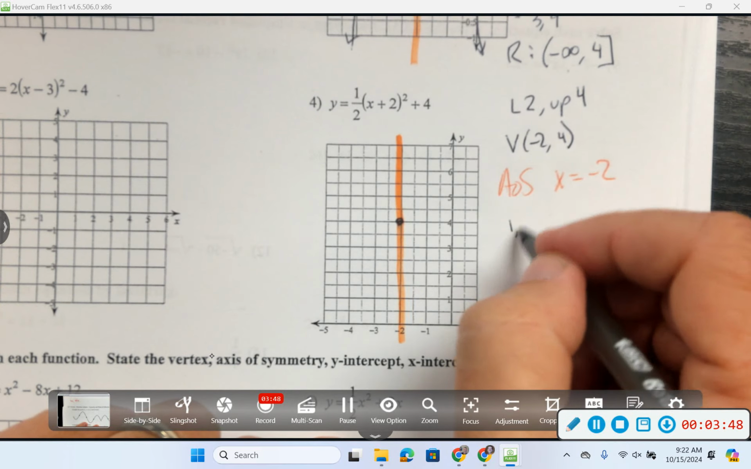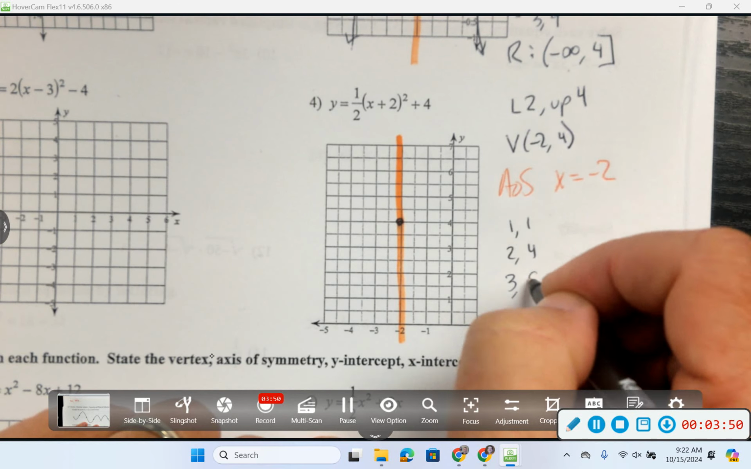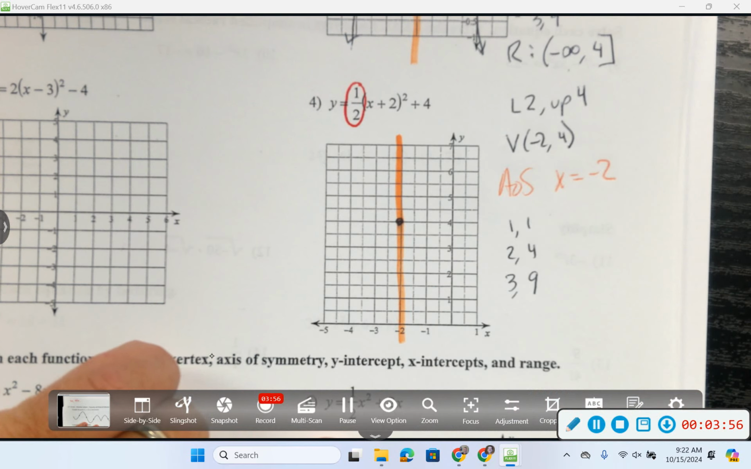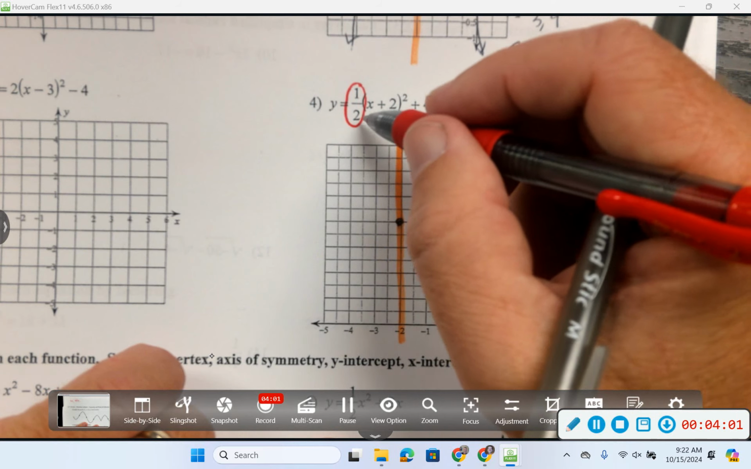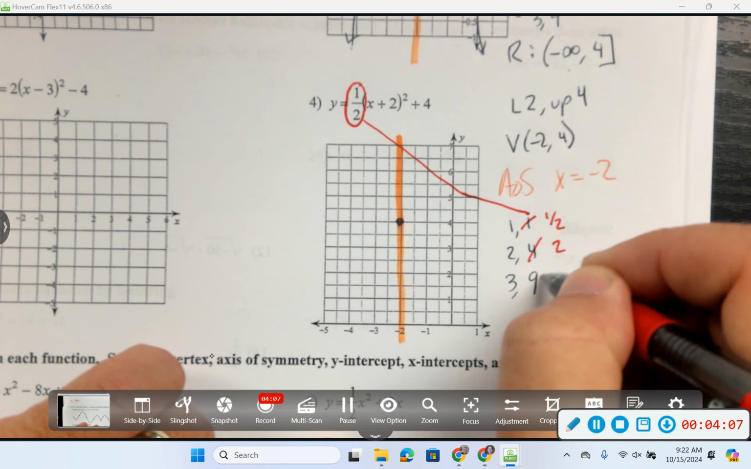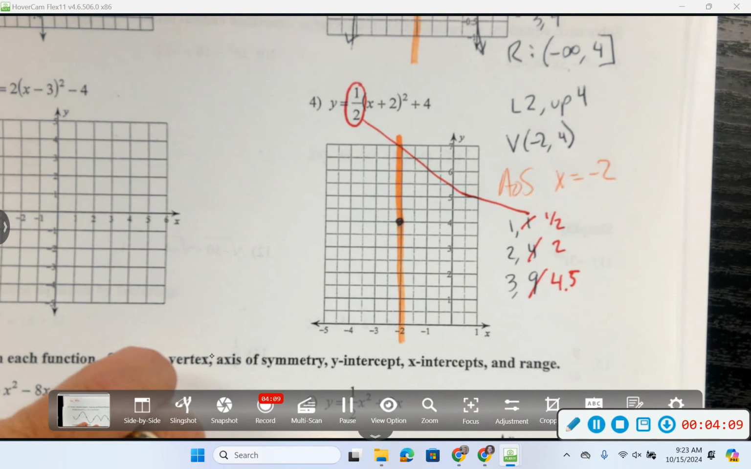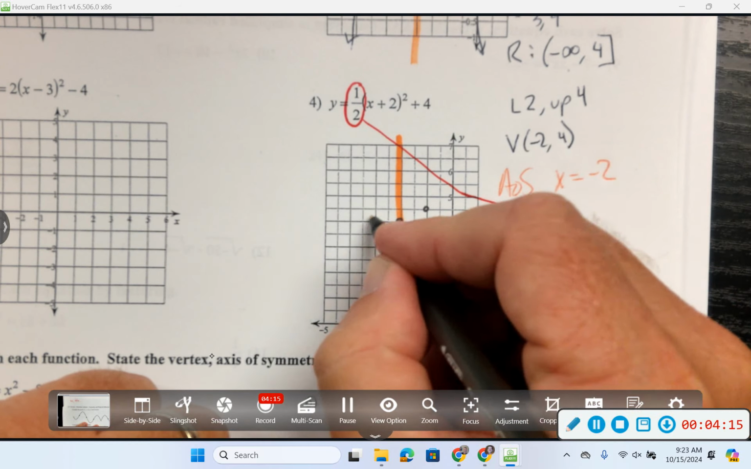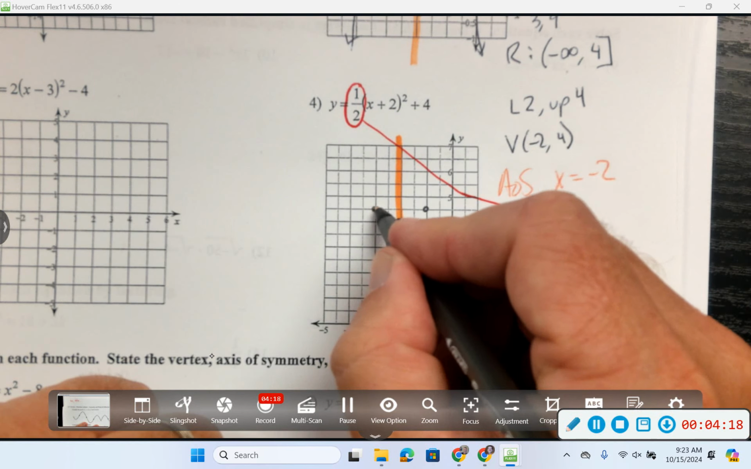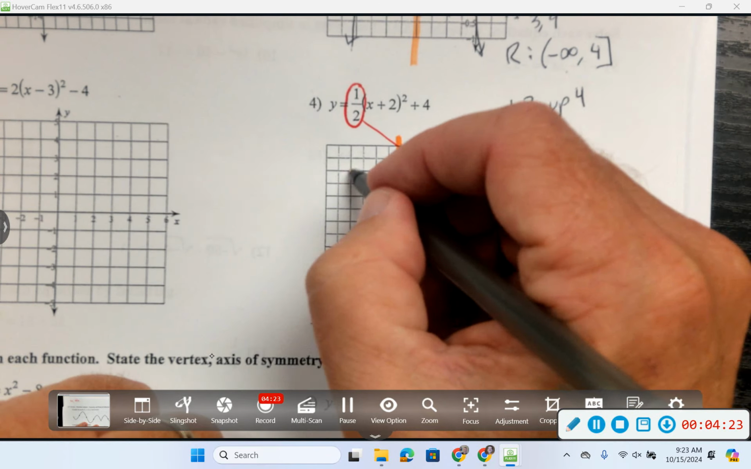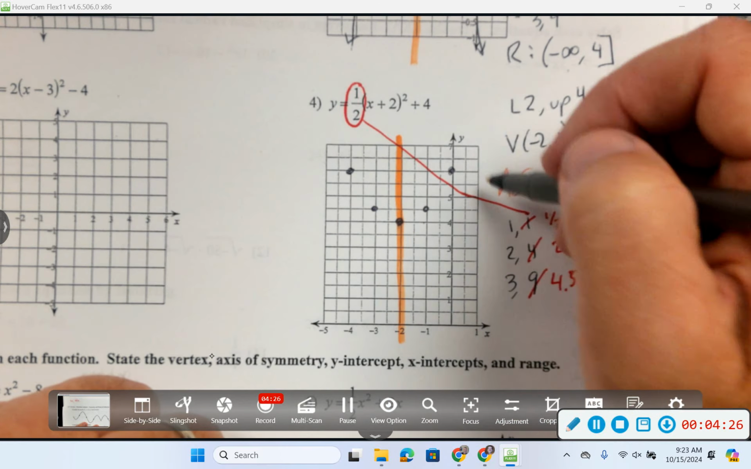And then to graph it, what do I do with that 1/2? How do I use that 1/2? What does that get multiplied to? The y values, so that'll stretch it out. So 1/2 to 4.5 if we even get there. So over 1, up 1/2 on either side. Again with the scale, be careful. Over 2, up 2. And over 3, up 4.5.